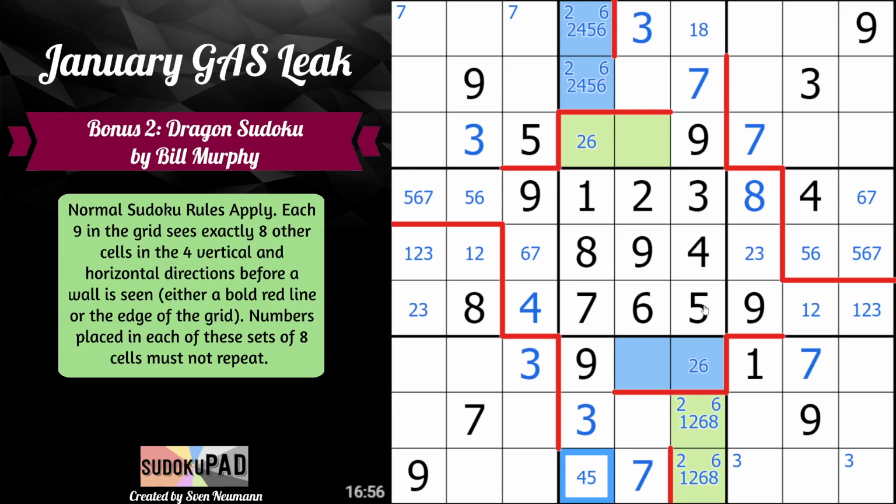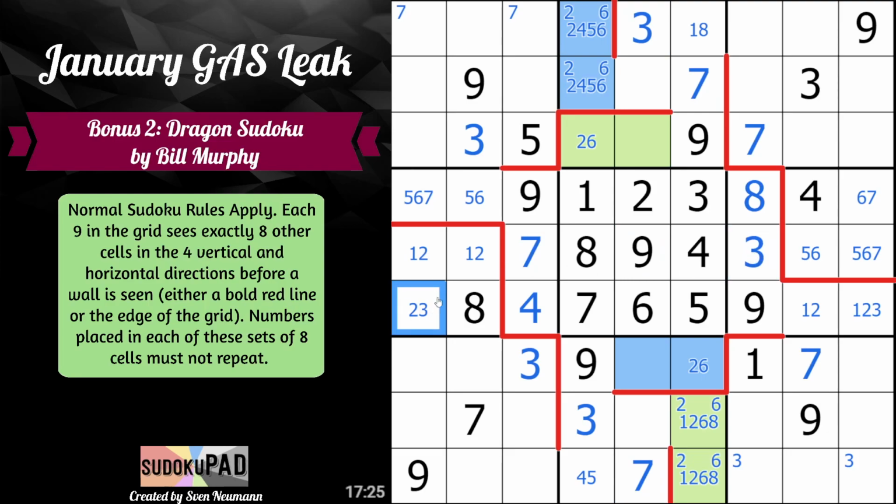Here we're missing 1. Why am I blanking? Oh, wait a second. 9. Ah, that's how we do it. This 9 still needs to see a 3, and it still needs to see a 7. The only way it could see that is by placing 7 here and 3 here.